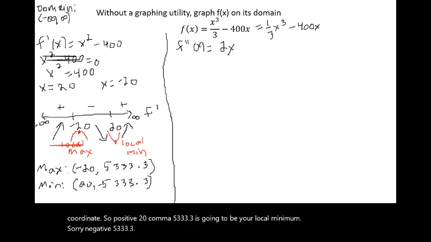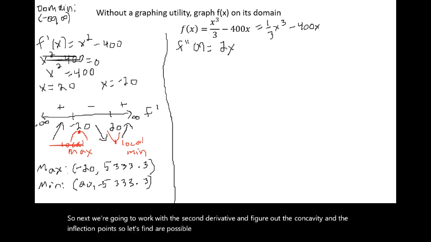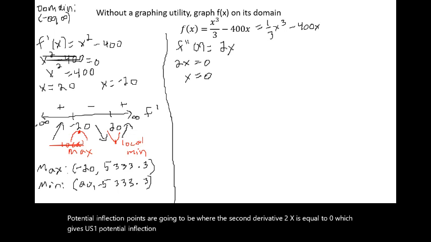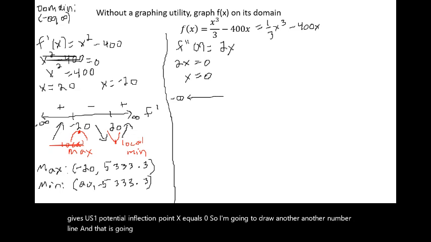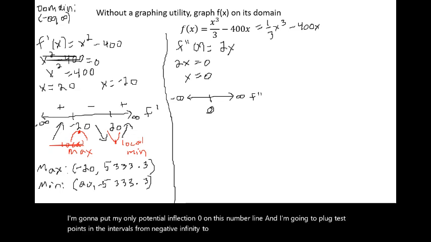So next we're going to work with the second derivative and figure out the concavity and the inflection points. So let's find our possible inflection points. Potential inflection points are going to be where the second derivative 2x is equal to 0, which gives us one potential inflection point, x equals 0. So I'm going to draw another number line, and that is going to represent the second derivative. I'm going to put my only potential inflection point 0 on this number line, and I'm going to plug test points in the intervals from negative infinity to 0 and from 0 to infinity to figure out where this function is concave up and where it is concave down.